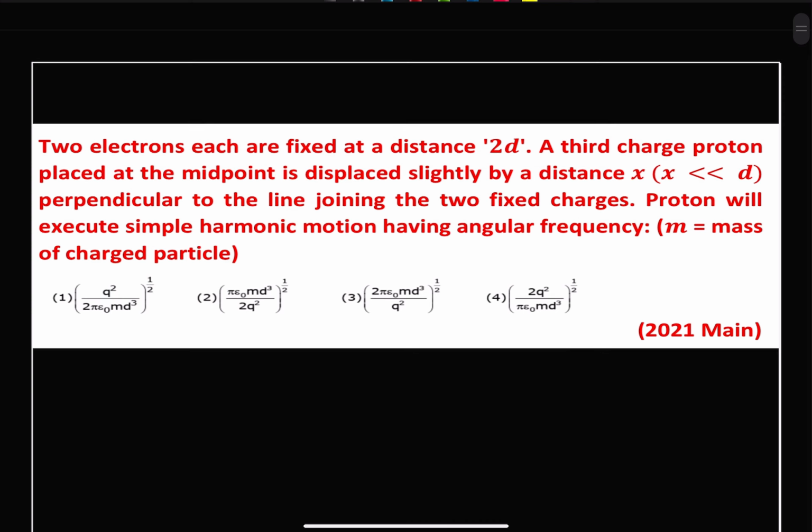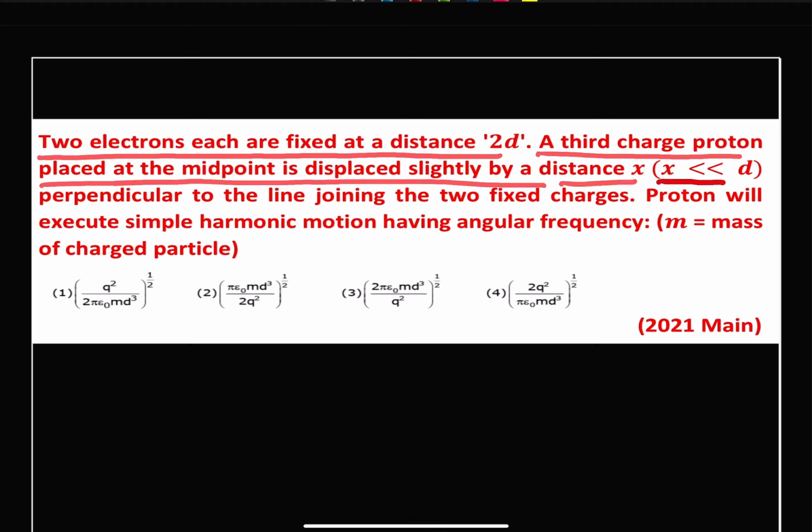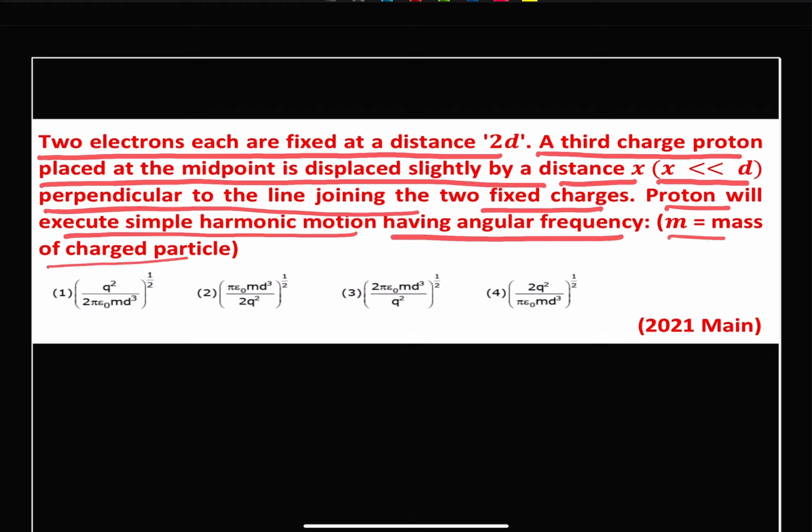In the first question, it states that two electrons are each fixed at a distance 2d. A third charge, a proton, placed at the midpoint is displaced slightly by a distance x, such that x is very much lesser than d, perpendicular to the line joining the two fixed charges. The proton will execute simple harmonic motion having an angular frequency, and m is the mass of the charged particle. So we are supposed to find out the angular frequency of the SHM.